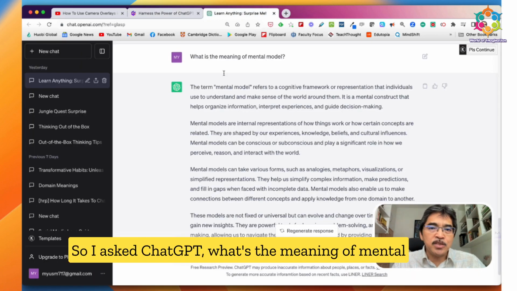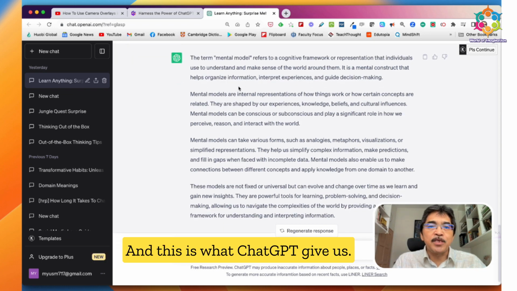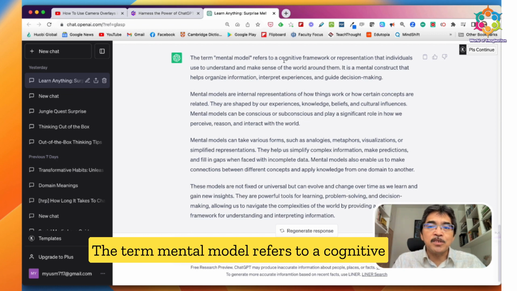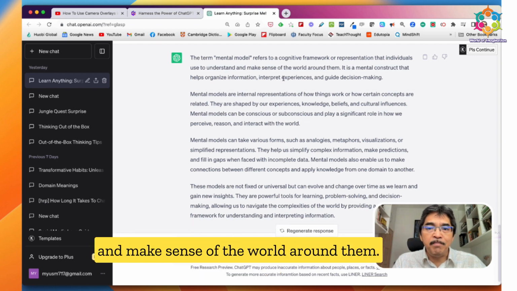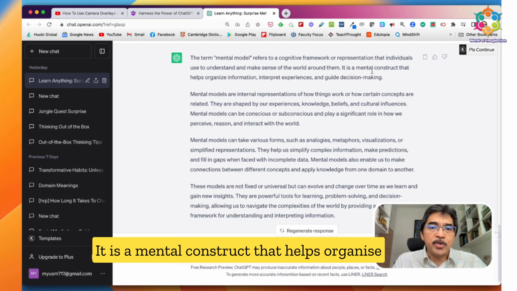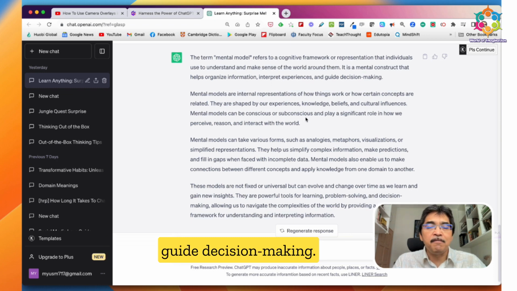So I asked ChatGPT, what's the meaning of mental model, which we can use to learn complex concepts? And this is what ChatGPT gives us. The term mental model refers to a cognitive framework or representation that individuals use to understand and make sense of the world around them. It is a mental construct that helps organize information, interpret experiences, and guide decision making.